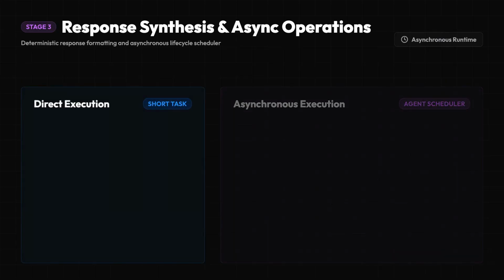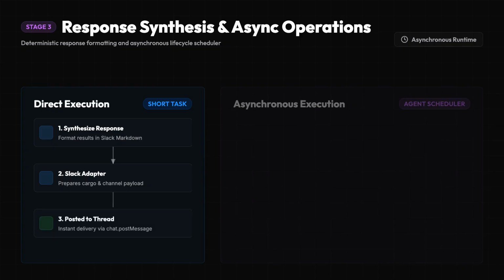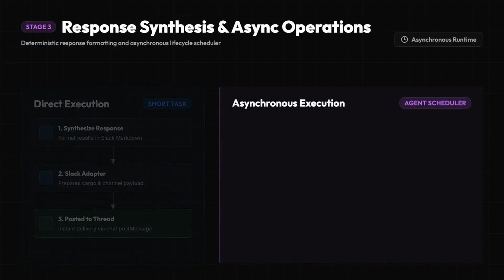Finally, we reach stage 3, response synthesis and asynchronous operations. Once the model has gathered all necessary data, it synthesizes a final response, formatting it in Slack Markdown, and sends it to the Slack adapter to be posted in the thread. However, many enterprise tasks are not instantaneous. If you ask Claude to check a test suite, that job might take 20 minutes to run. In a standard system, the API connection would time out.